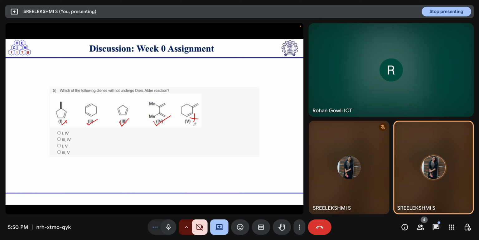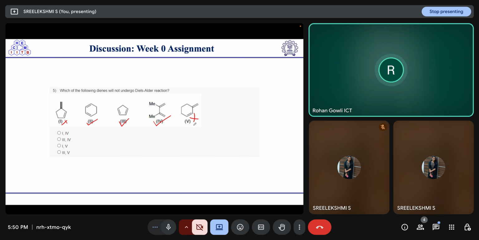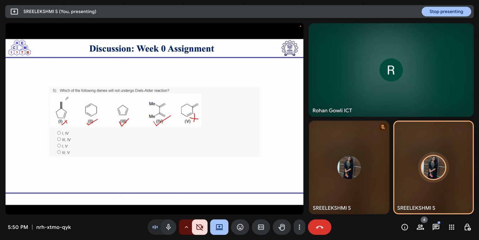What is the reason? Because I see that it has two pi bonds. The rule itself says 2 plus 4 pi electrons, and then it will form a ring. But two pi bonds are there in all of these, right? Here also two pi bonds, here also two. So we are talking about dienes only. The dienophile is not given here. So all of these are dienes. But why is your answer correct? This will not undergo and this will not undergo. But what might be the reason?